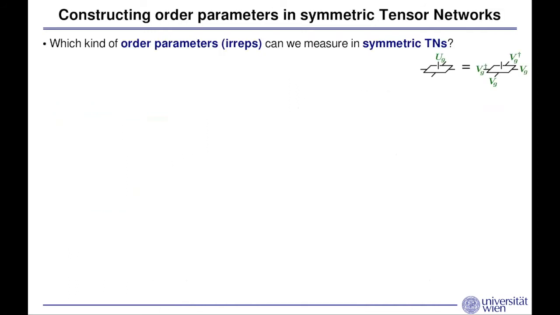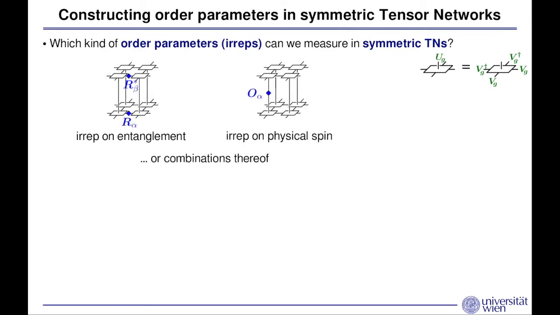So what kind of order parameters can we construct, can we measure in such symmetric tensor networks? And let me look at actual order parameters, not disorder, so irreducible representations. And in principle, there are two types of things I can do in these expectation values. I can put my irreducible representation on the physical system, as shown on the right. This would be a conventional order parameter, or I can put them on the entanglement degrees of freedom, right? This would be, well, some different type of order parameter, presumably.